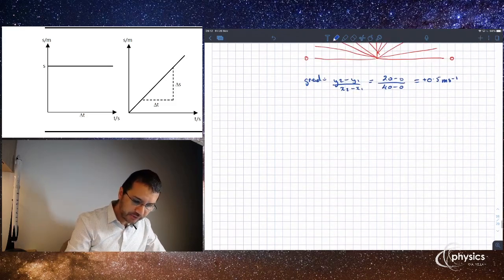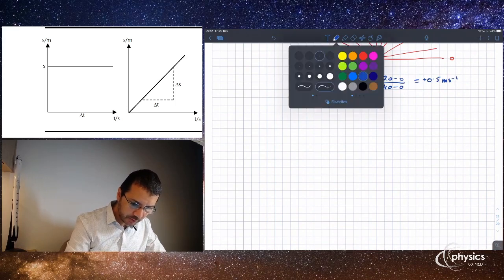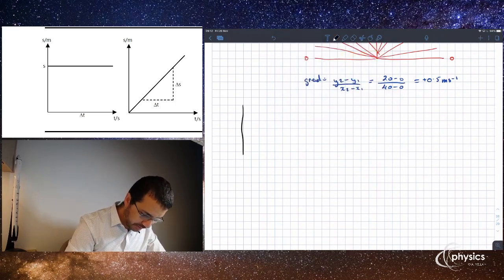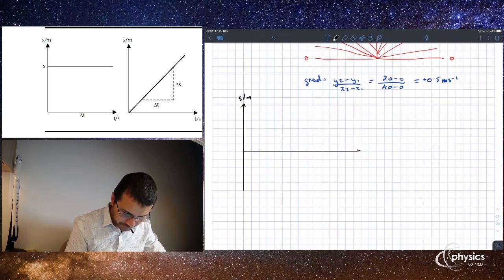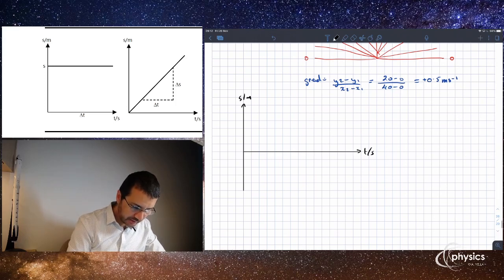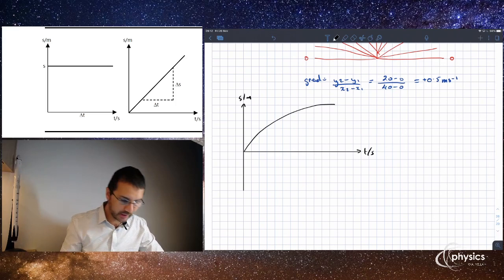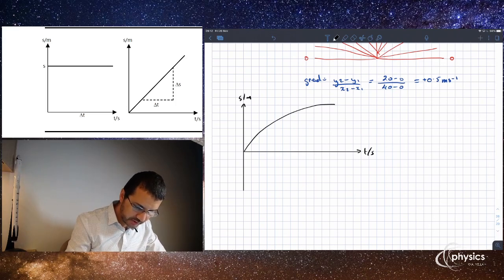Now, the last type of graph that I'm going to discuss for these displacement time graphs is when you have a graph something like this. So if we have a graph, but this time the graph is a curve, okay? This time the graph is a curve.